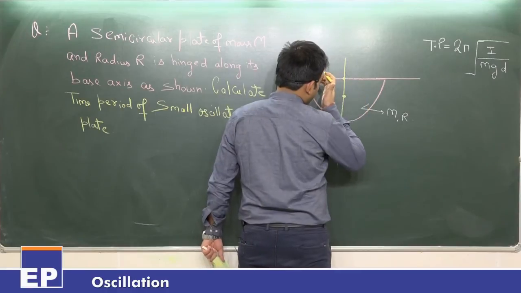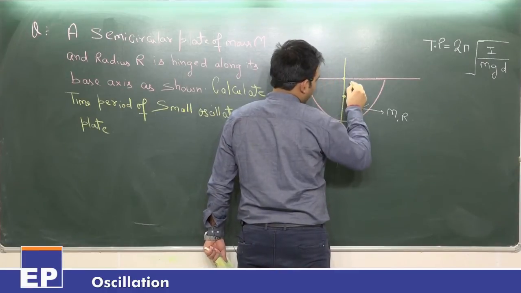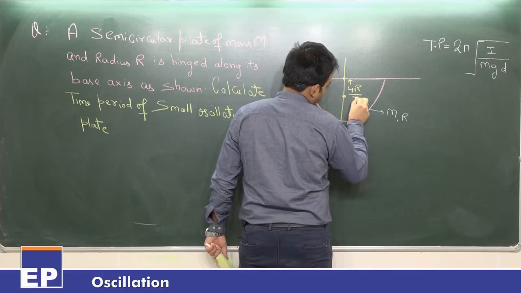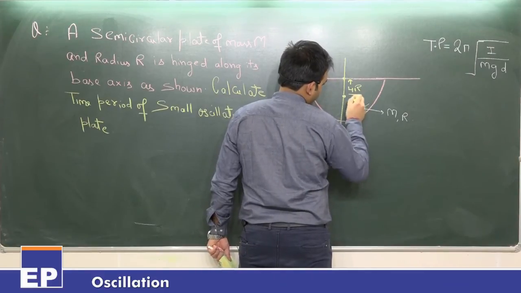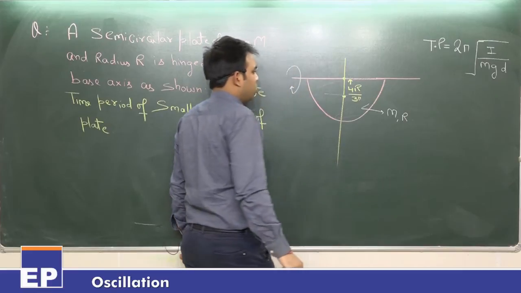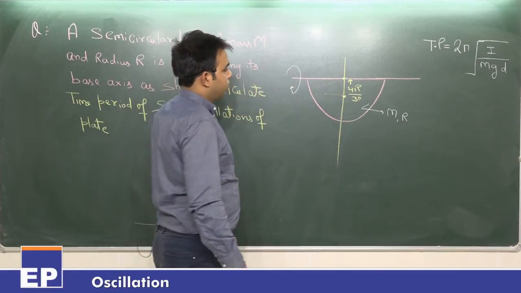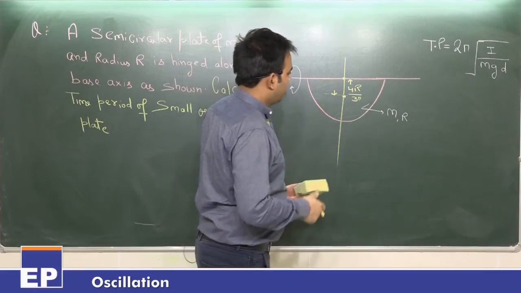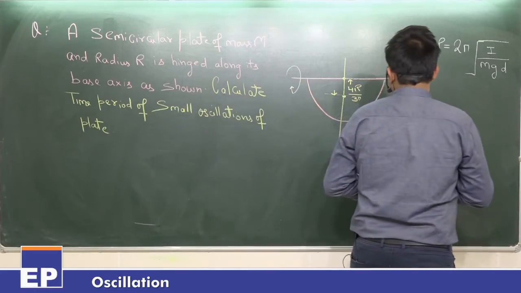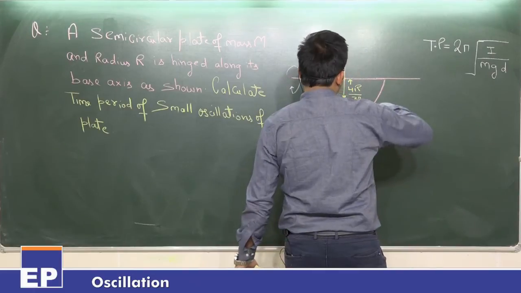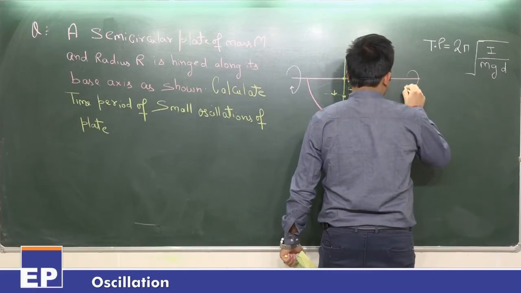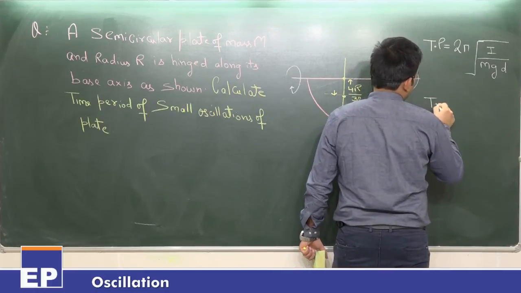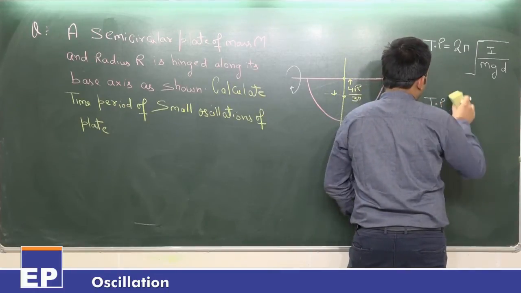The center of mass is how much distance below the suspension point? It is 4r by 3 pi. This distance is 4r by 3 pi. Now you can calculate easily: if we rotate it similarly, it can oscillate about it. So what is the time period? We need I. What is the I about it?